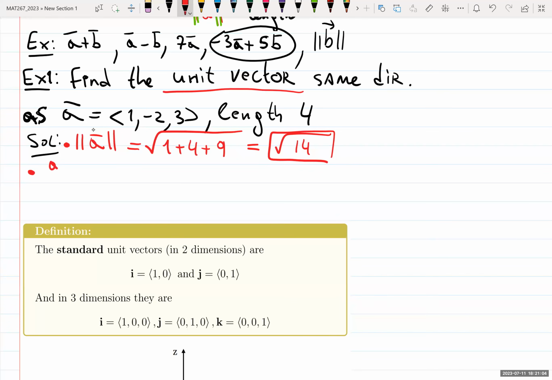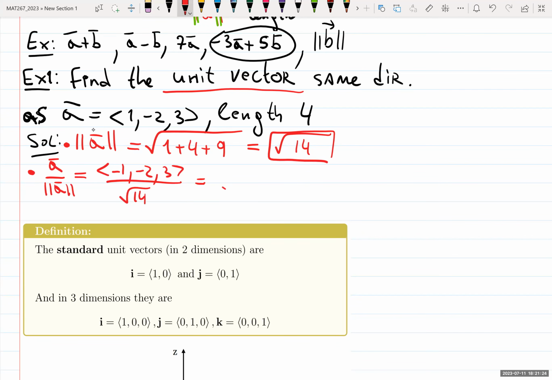Then, step 2, you have A over the size of A. I always say it A over A, but it means vector over its size. The vector is 1, minus 2, and 3 divided by square root of 14. How do you do that? You do it component by component.